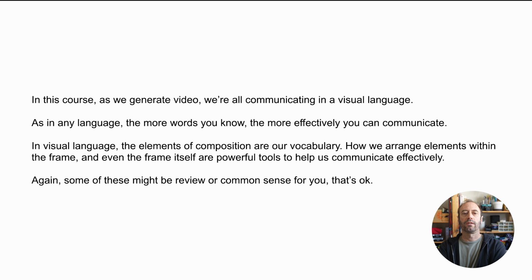Let's talk about composition basics. In this course, as we generate video, we're all communicating in a visual language. As in any language, the more words you know, the more effectively you can communicate. In visual language, the elements of composition are our vocabulary. How we arrange elements within the frame, and even the frame itself, are powerful tools to help us communicate effectively.